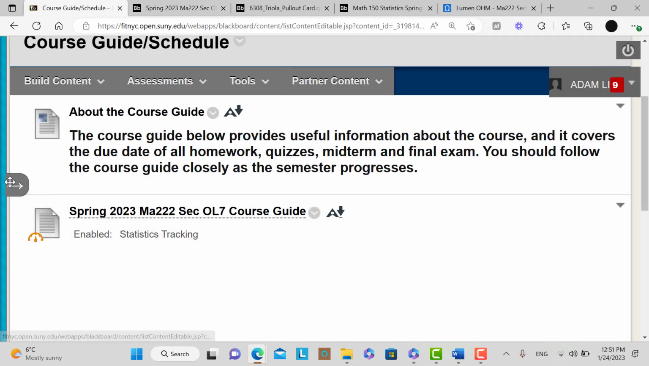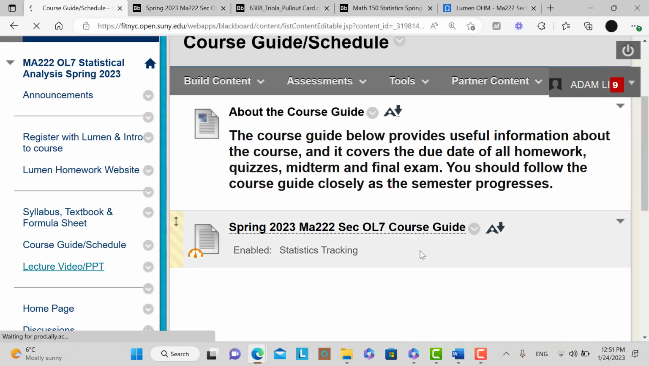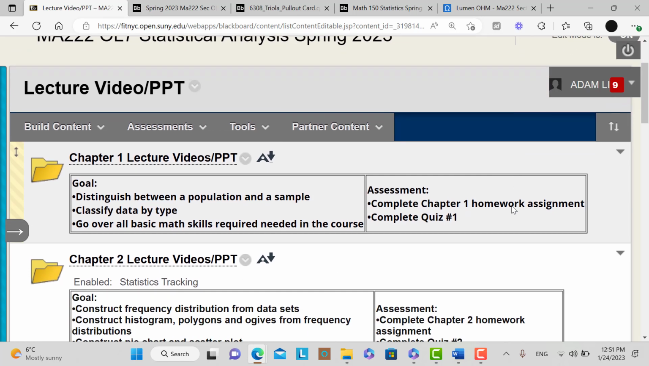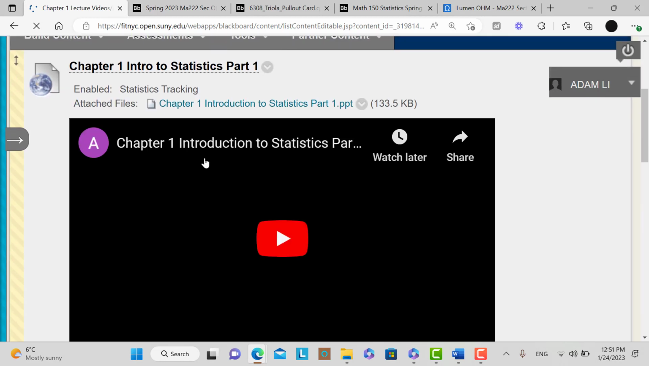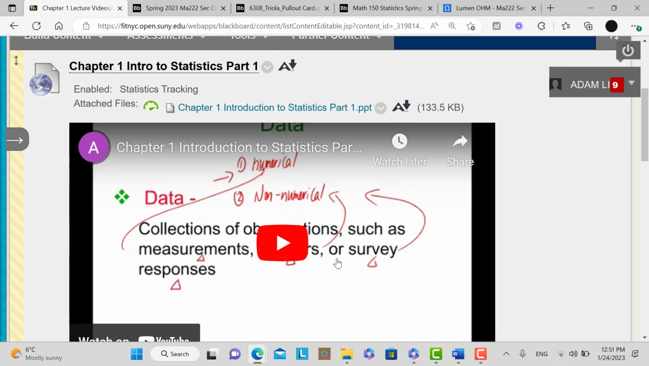And what else? Lecture videos and PowerPoint, right? Basically, all the lecture videos have been provided. Starting on chapter 1, we're going to have lecture videos. They're all YouTube videos. You can go over them as many times as you want, together with the PowerPoint. So on a weekly basis, you can go over the PowerPoint and lecture videos.